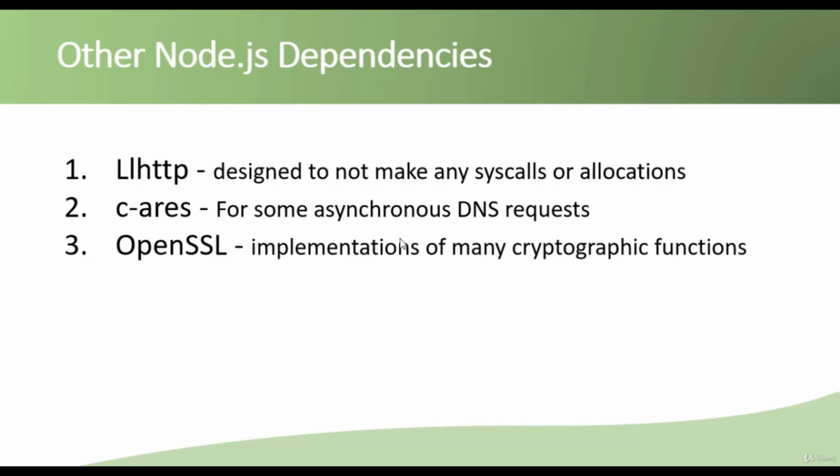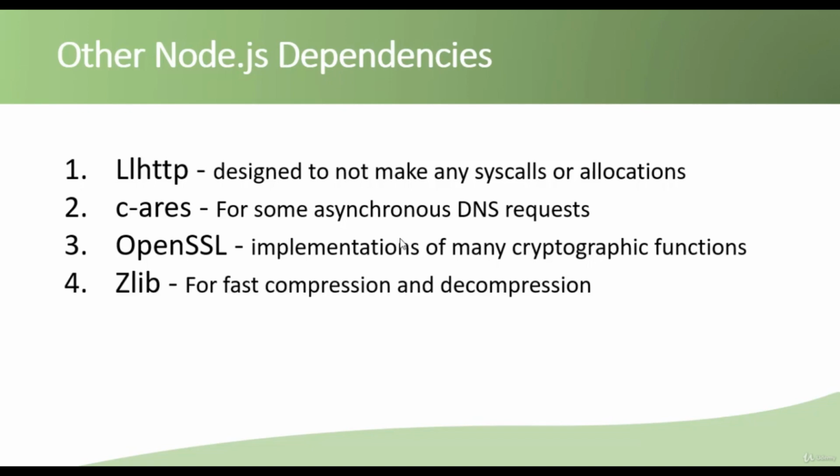Next we have OpenSSL. So this basically is the implementation of many cryptographic functions. These are the functions on which modern website security relies. Okay, and last we have zlib, which is used for fast compression and decompression. So these are some of the dependencies that Node.js depends upon.